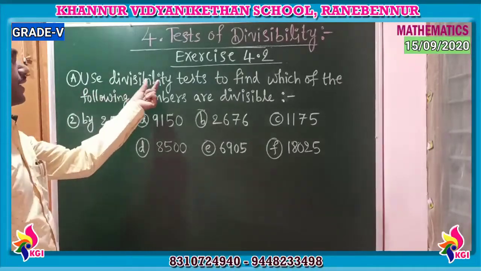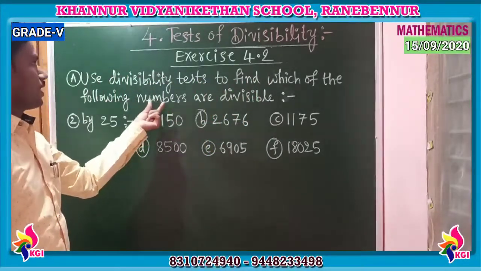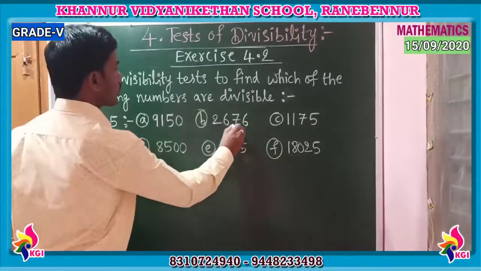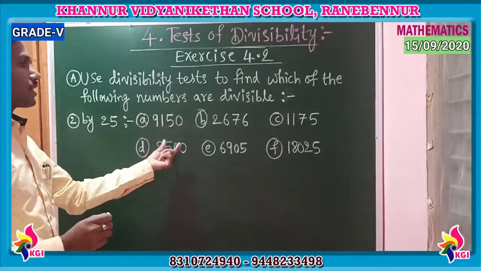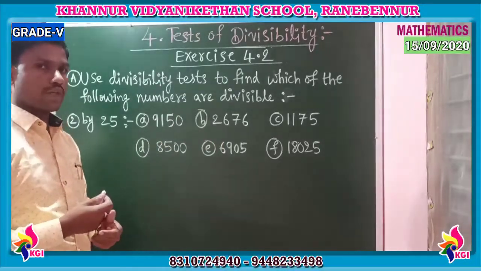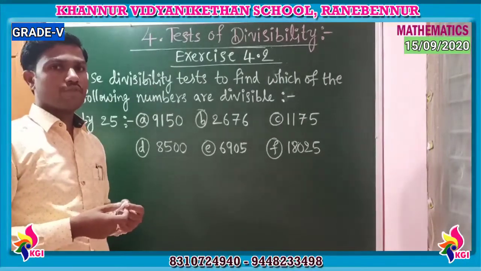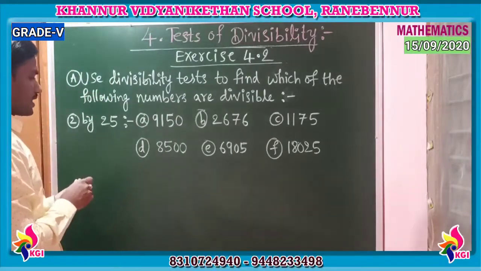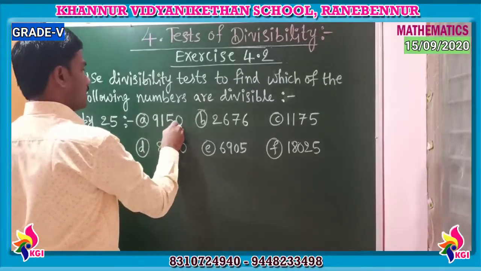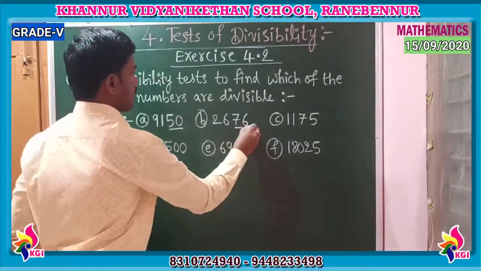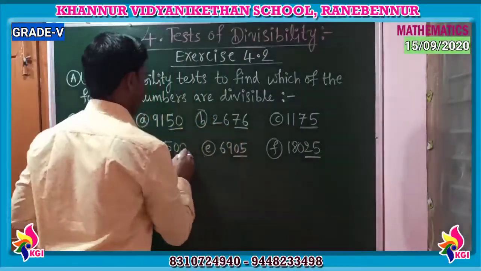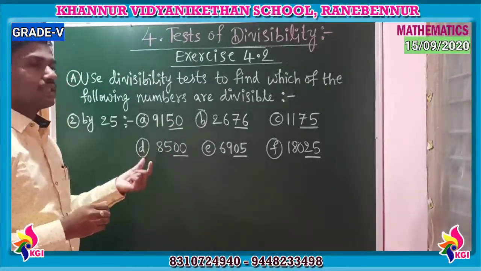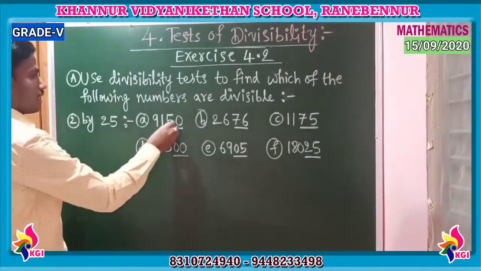Yes children, the next one is by 25. Use the divisibility test to find which of the following numbers are divisible by 25. This is our second question, and there are also 6 numbers. Whether these numbers are divisible by 25 or not, we can check with the help of the divisibility by 25 rule. We know the test of divisibility by 25. The rule says that if the last ones and tens places of the given number are divisible by 25, then the complete number is divisible by 25, or else the number is not divisible by 25.